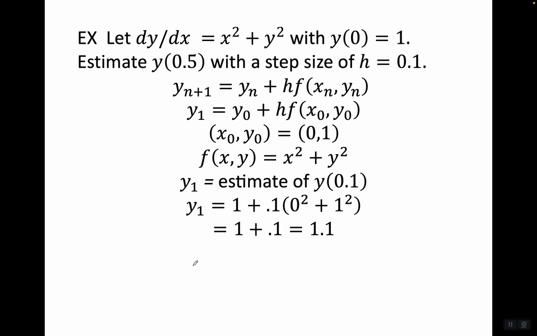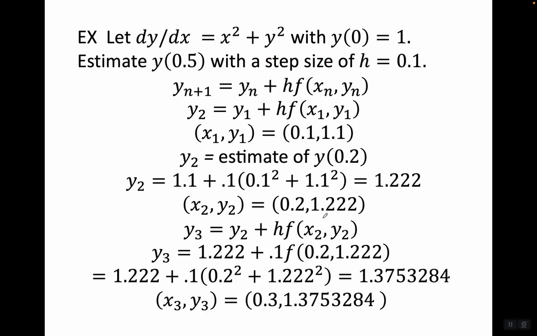So we do what we've done before. This is our general formula, the general formula we have for Euler's method. We end up with y1 equals 1.1. Now we're going to use that to estimate y of 0.2, in other words, y2.